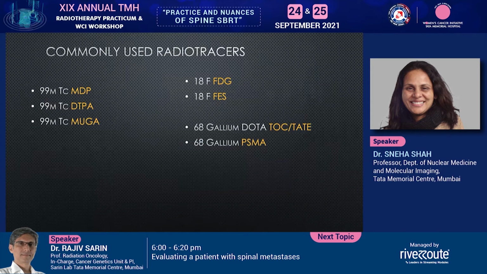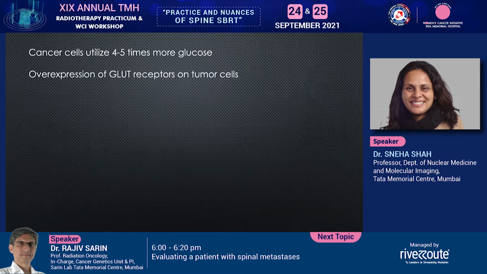So the common radiotracers available in our armamentarium are MDP, DTPA, and MUGA, tagged to technetium as a gamma agent, or FDG, which is tagged to fluorine-18, or FES, which is an estradiol tagged to F18, or DOTATATE, which is a somatostatin receptor agent tagged to gallium, or PSMA, which is prostate specific membrane antigen tagged to gallium. We shall discuss this in the next few slides. Coming to FDG, which is the workhorse of a PET CT department.